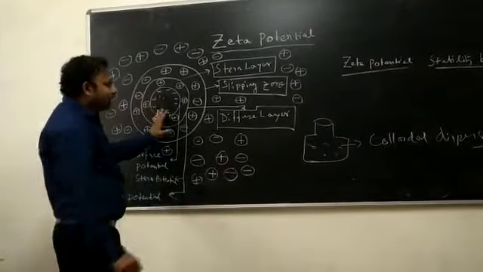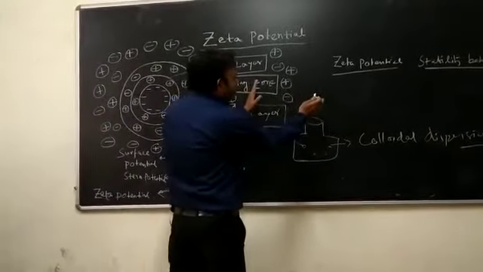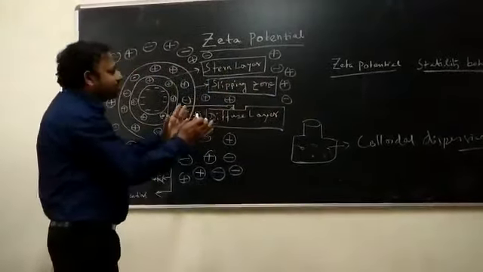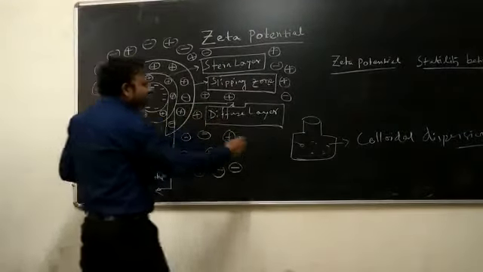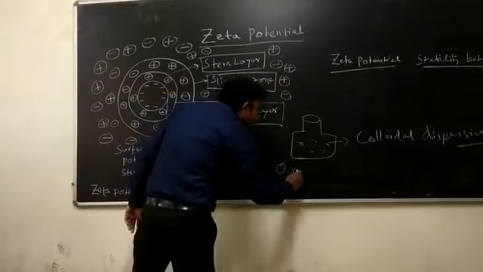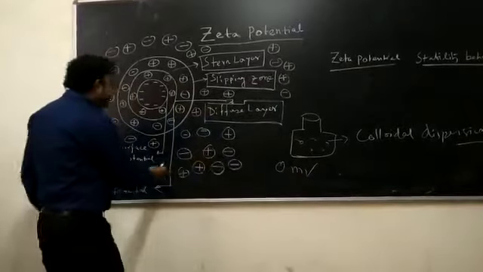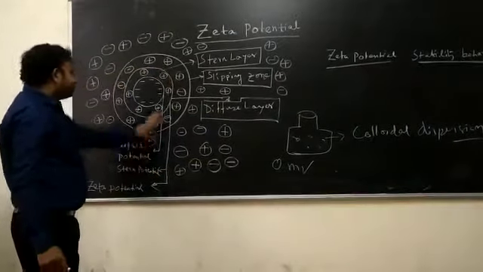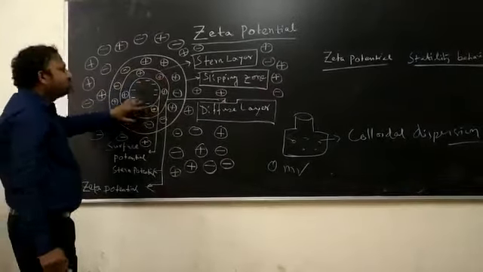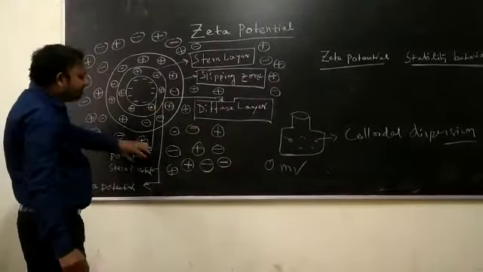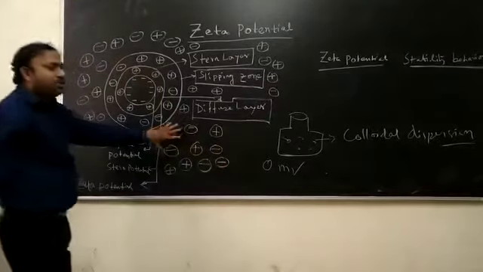How do we calculate it? The bulk of the dispersion, where an equal number of positive and negative ions are present, is considered 0 millivolt, and the potential in the slipping zone, which also moves with the particles in the colloidal dispersion, is measured against it. This difference is known as the zeta potential.